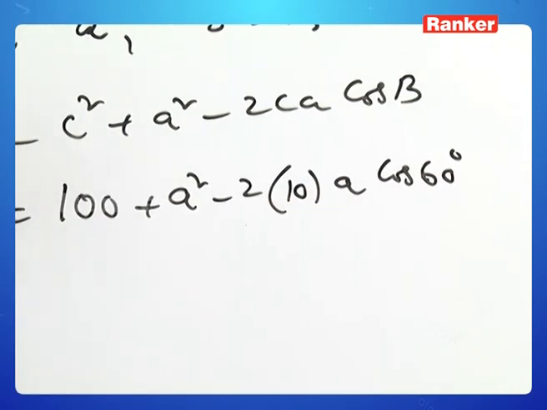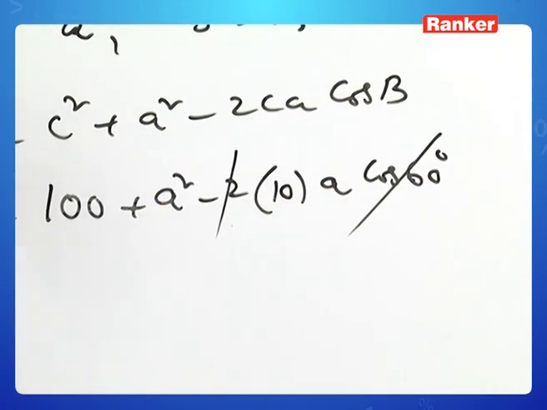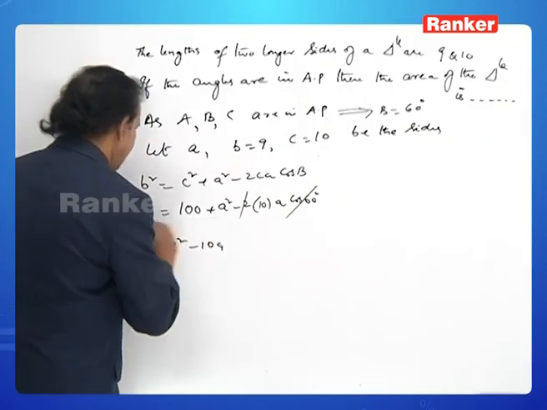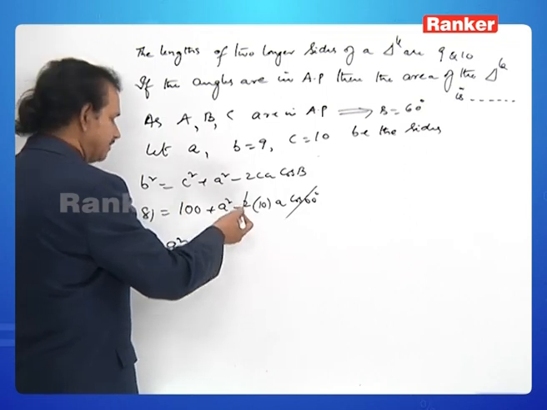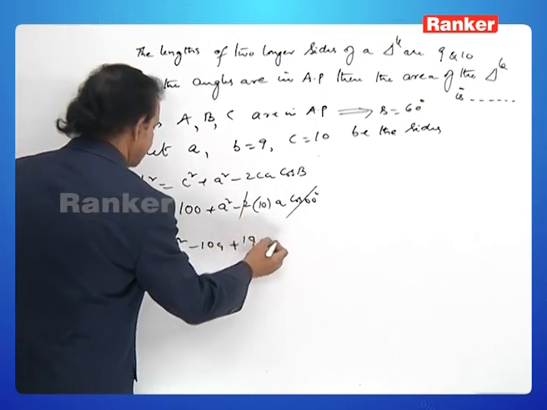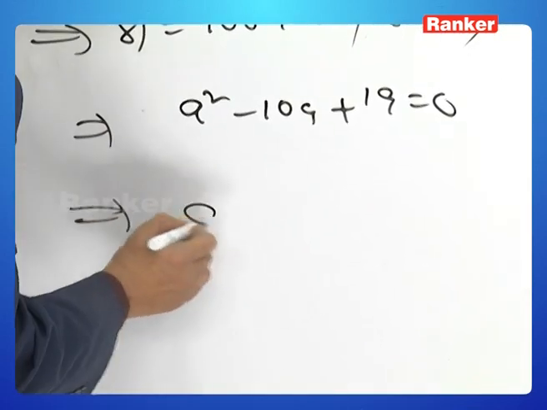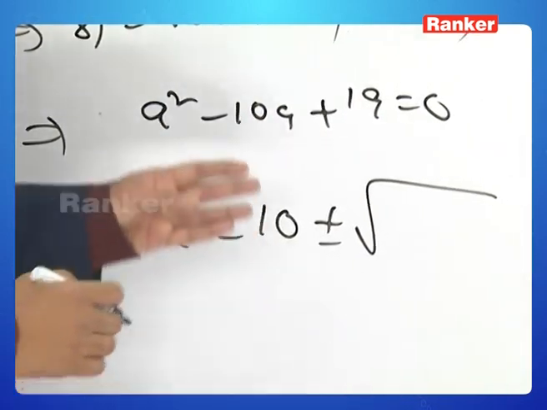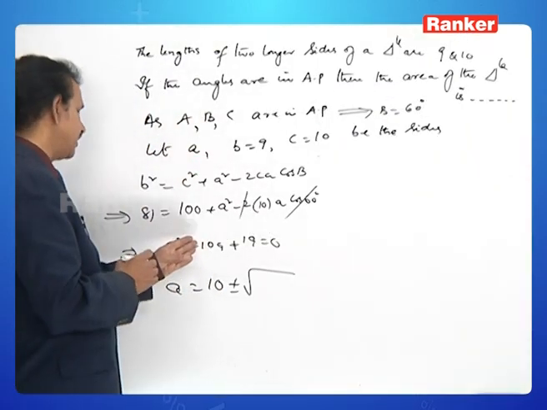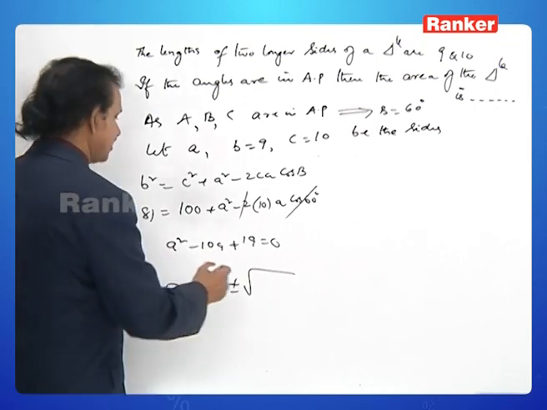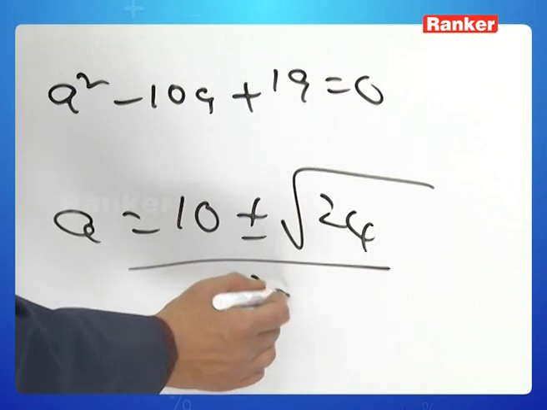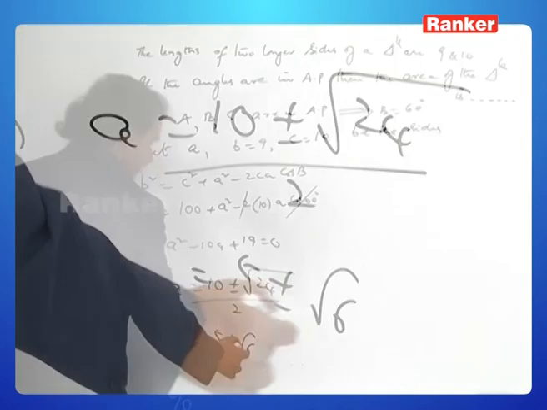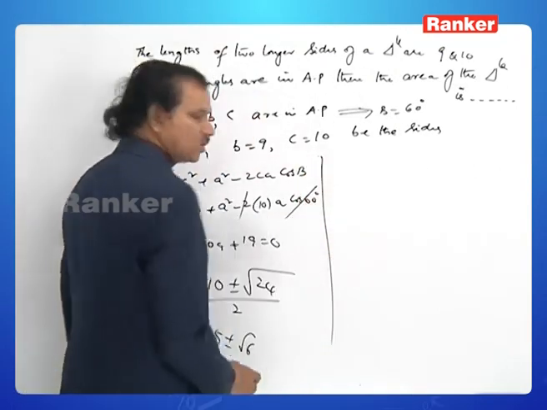What is cos 60 degrees? Half. 2, can we cancel? So that you have a square minus 10a. 81, if it comes this side, it becomes minus 81. So it is plus 19 is equal to 0. And from this, a is equal to minus b plus or minus root of b square minus 4ac over 2a. What is that? b square is 100. 100 minus 76 is 24 by 2a. Hence it is 5, it is nothing but 2 root 6. So a is equal to 5 plus or minus root 6.